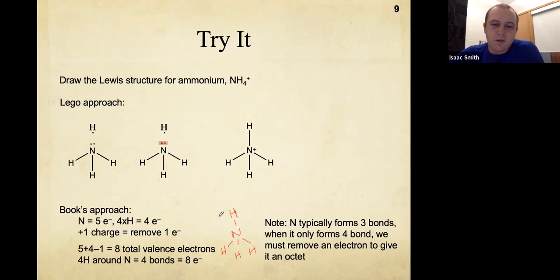You could put the positive charge on the nitrogen. If you're not sure exactly where the positive charge is, just do the brackets and put the positive charge on the outside. You know it has to have a positive charge somewhere because there's a positive charge on this polyatomic ion. Okay. Cool.